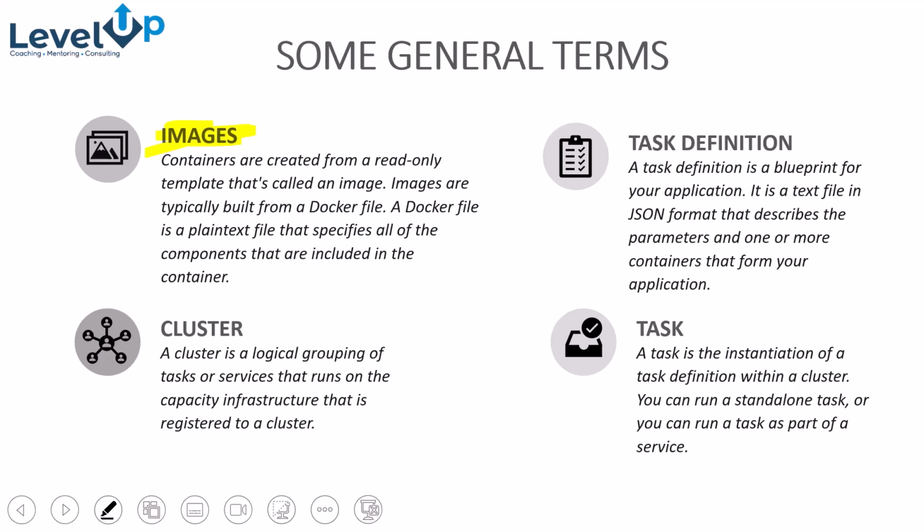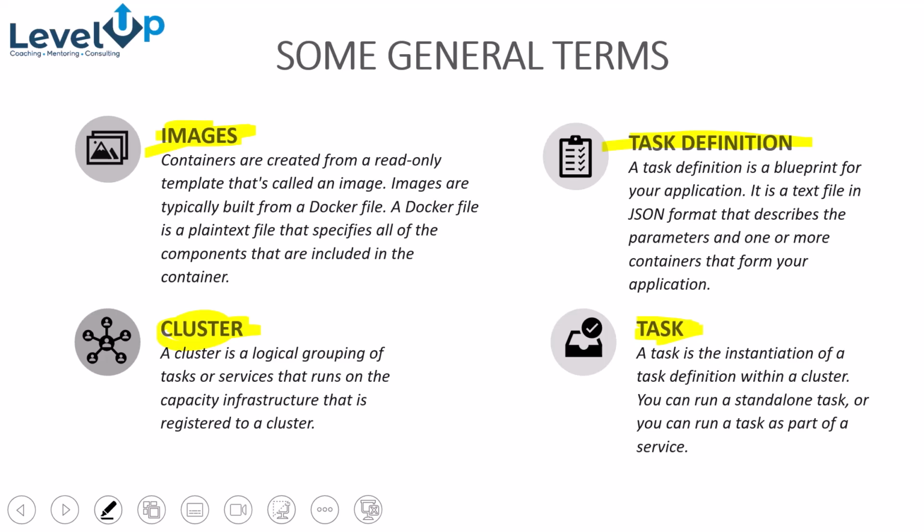Now what is a task definition? A task definition is a blueprint of your application. It is a text file in JSON format that describes the parameters and one or more containers that form your application. Now what is a task? A task is nothing but you can call it a container. What is a cluster? It is where your tasks are running, a logical grouping of tasks or services that runs on the infrastructure capacity that is registered to a cluster.